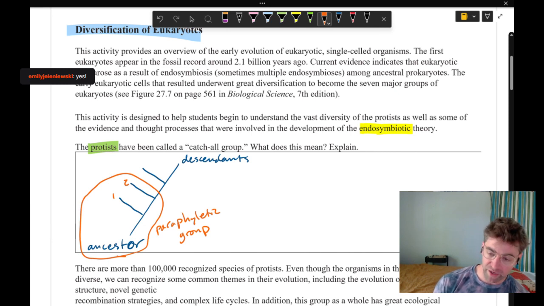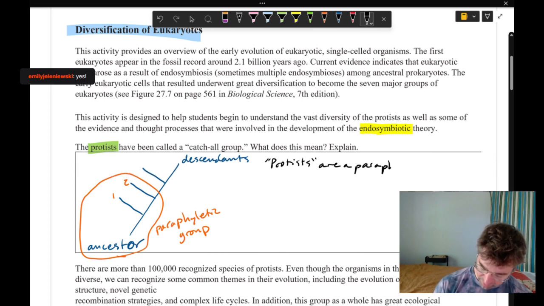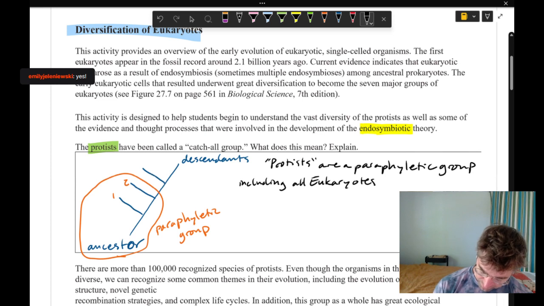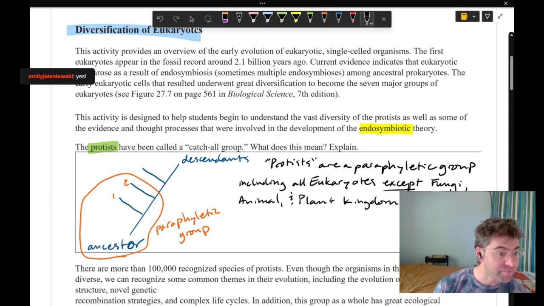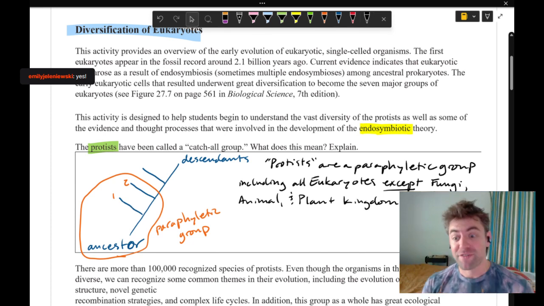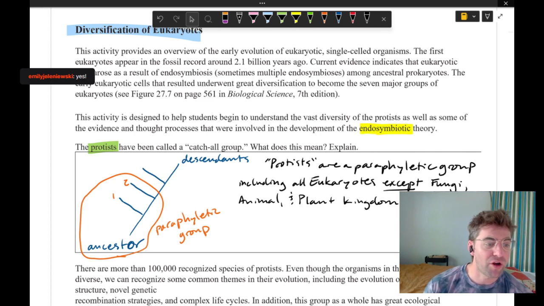Protists are a paraphyletic group including all eukaryotes except those assigned to fungi, animal, or plant kingdoms. And I'm capitalizing these, but you do not need to. It's not a convention. Protists range in size from microscopic to macroscopic. Macroscopic meaning you can see it without visual aids like mine or a microscope. Some of the large brown algae can be 60 meters long.